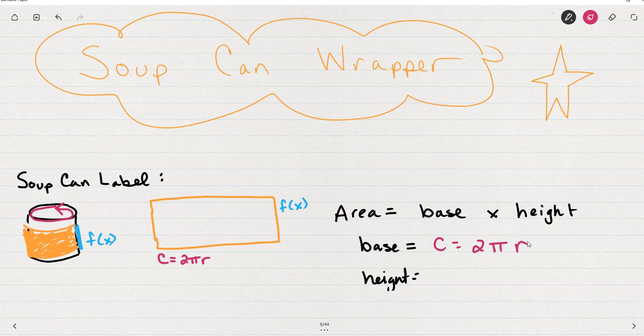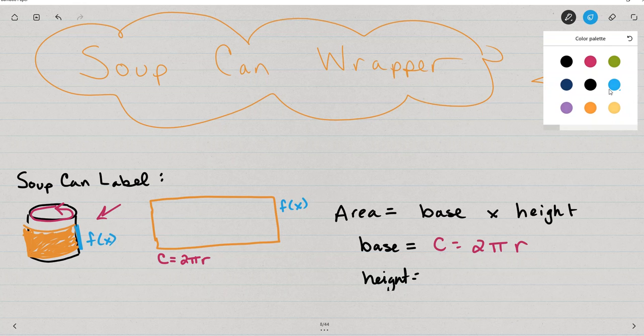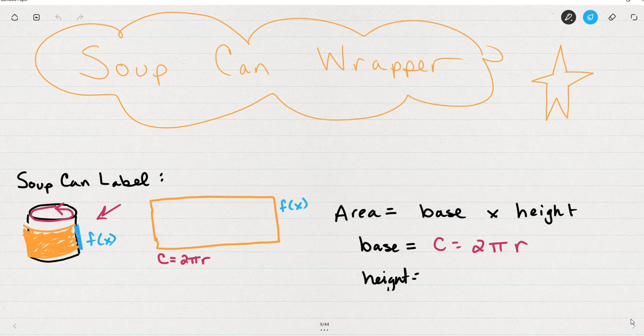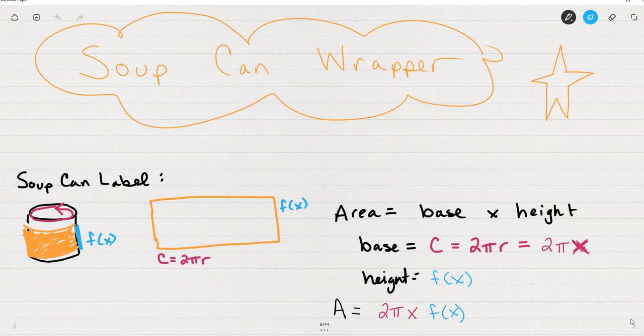The height of the rectangle is the height of the can. You don't really see that perfectly here on my picture because it looks like the label is starting just below the can, but that's just poor artsmanship. If you could picture the true label, it would go all the way to the top of the can, right? So the height is then the height of the can, f of x.